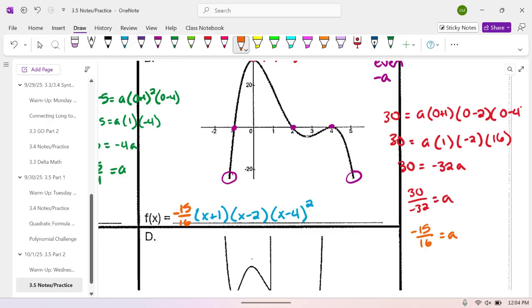Now, we know it's an even graph, so there needs to be an even number of roots. Is that true? So if we count the factors, how many factors do we technically have? 4. Because remember, 1, 2, count this one twice, 3, 4. All right. So since it's even, we're good. Any questions on the graph side of this? You guys okay with it?